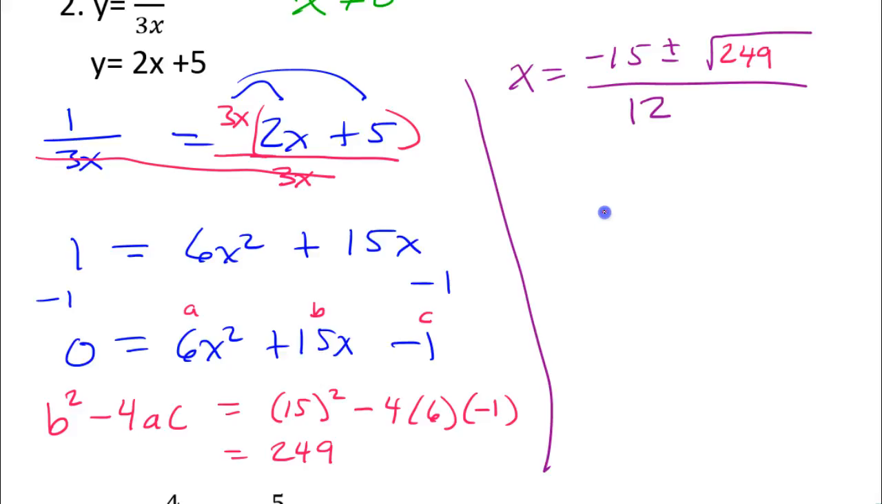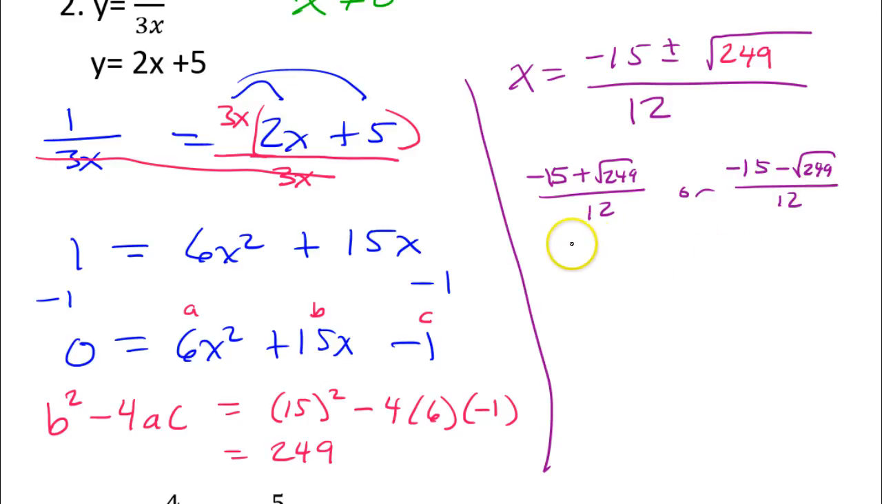So in that case, let's just go ahead and do this. What I have is negative 15 plus the square root of 249 over 12, and negative 15 minus the square root of 249 over 12. These are my two answers. I'm just splitting up the plus and the minus. So we're getting decimals here, guys. That's what's happening.